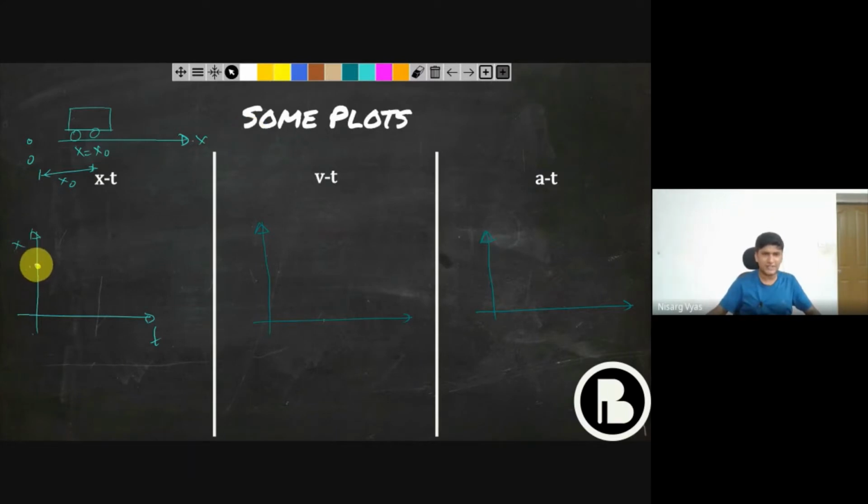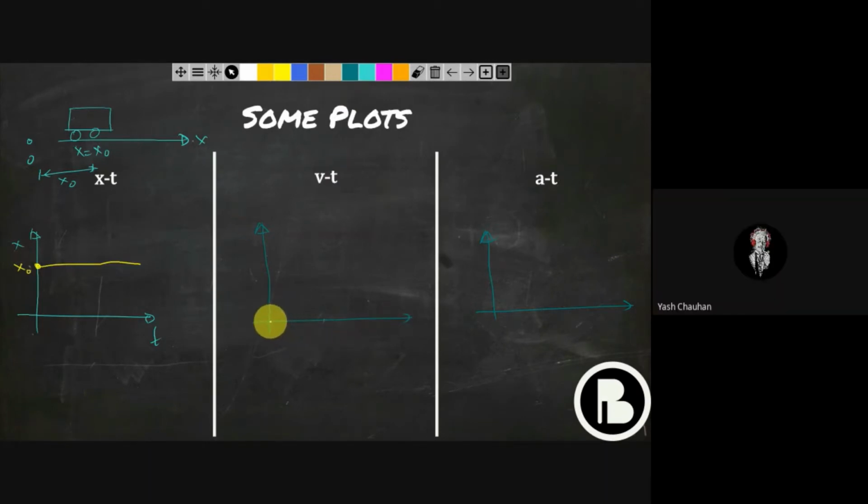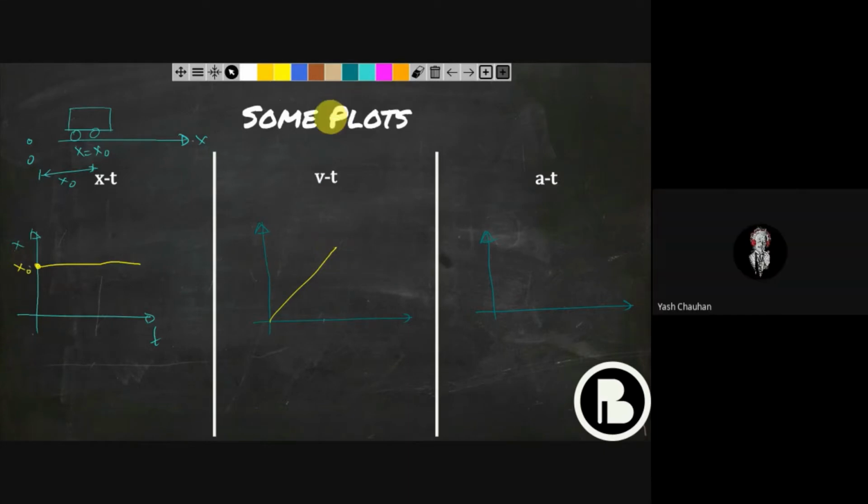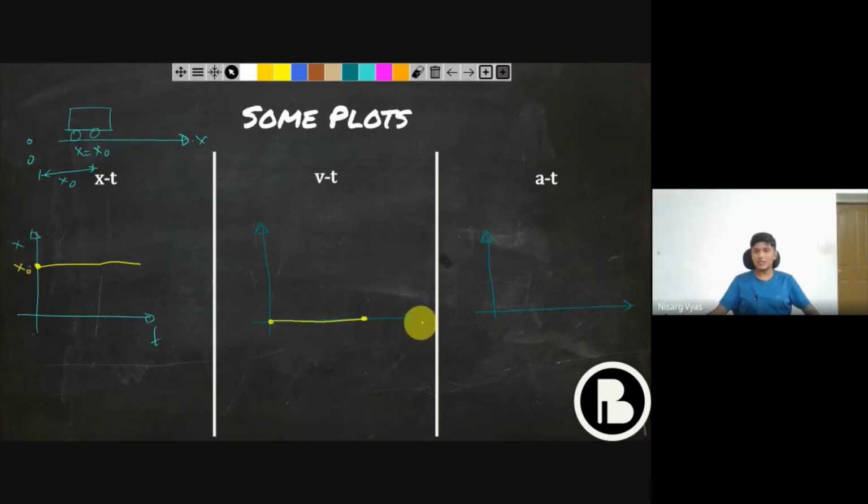The very basic things all of you already know. This is the plot. What about the vt plot? Sir, an inclined straight line. No, sir, it will be the t axis itself, because velocity will be zero, always zero. It coincides with the t axis. Yes, it coincides with this t axis, because velocity is anyway always zero.